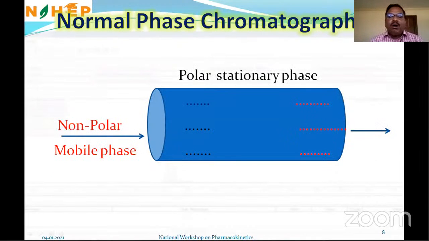This is just a diagrammatic illustration. This is the column, and the column is a polar one. A non-polar mobile phase will run through this column. All non-polar chemical substances elute faster. They are separated and move along with the mobile phase, whereas polar compounds, the blue color dots, are retained in the column. That means they move very slowly compared to the non-polar compounds.